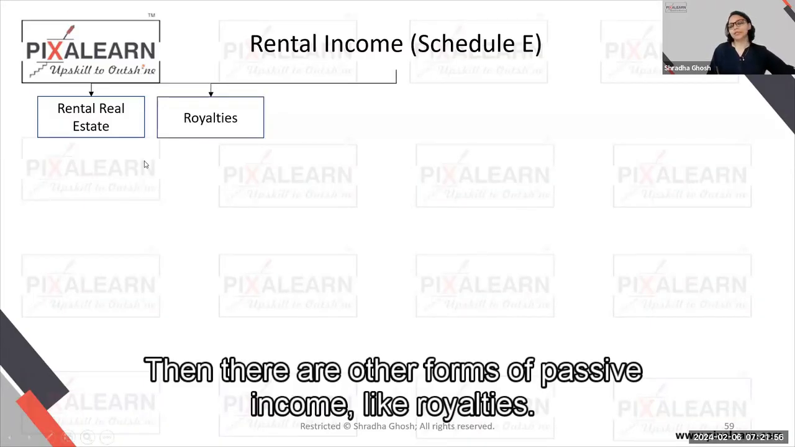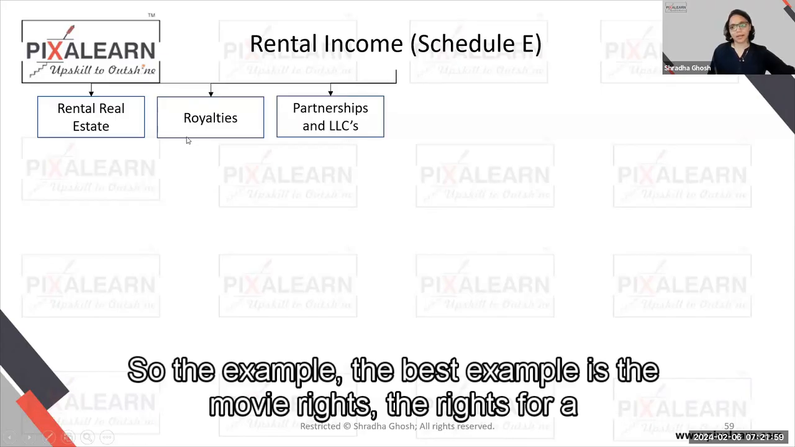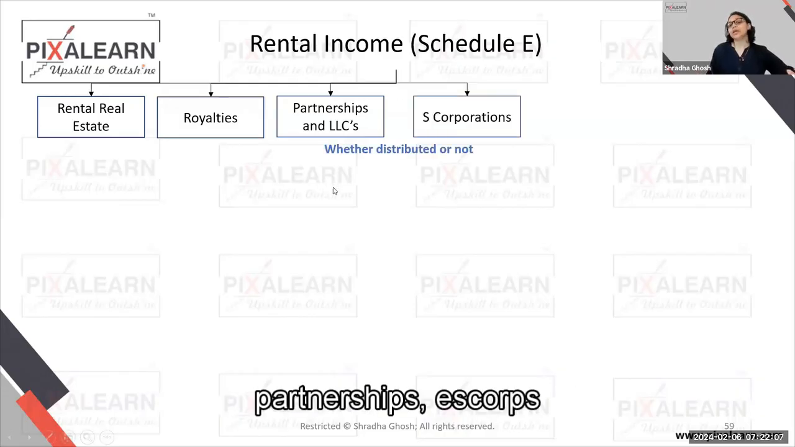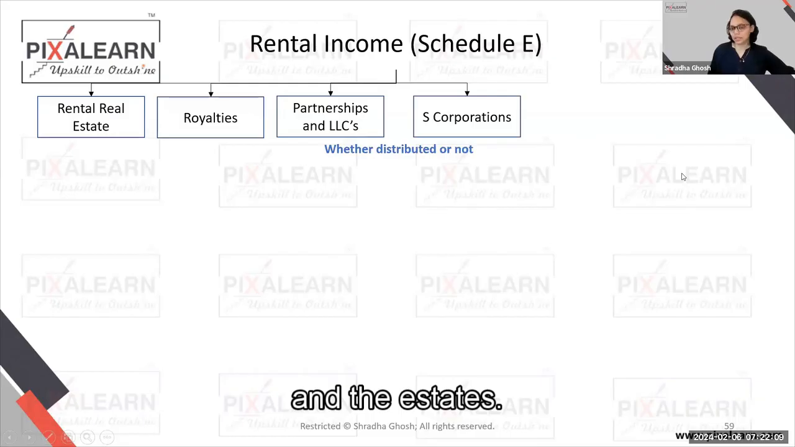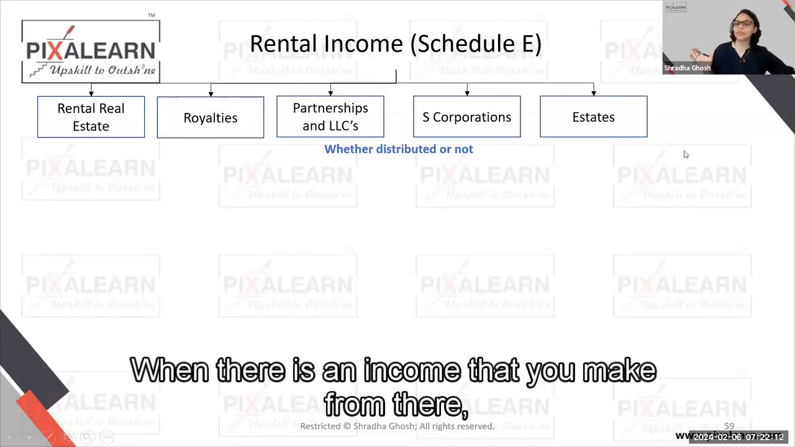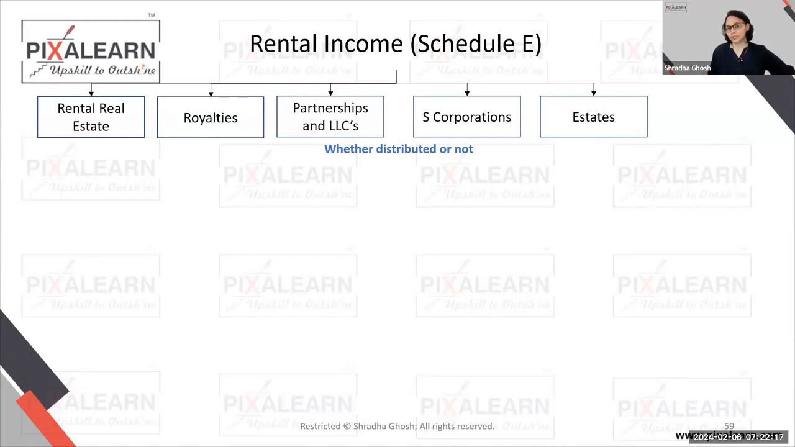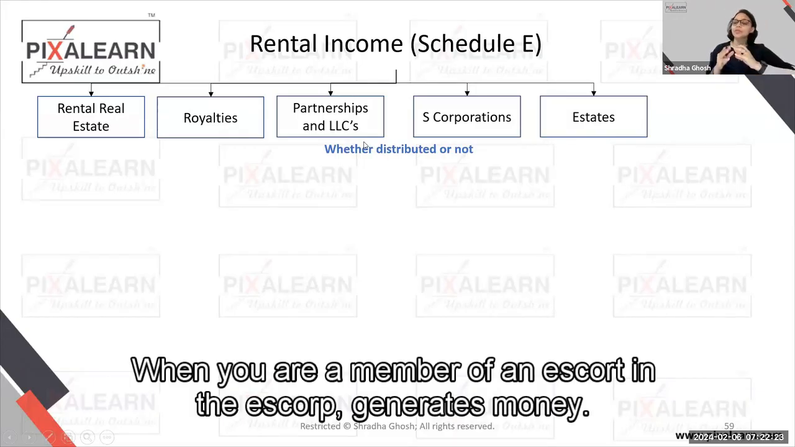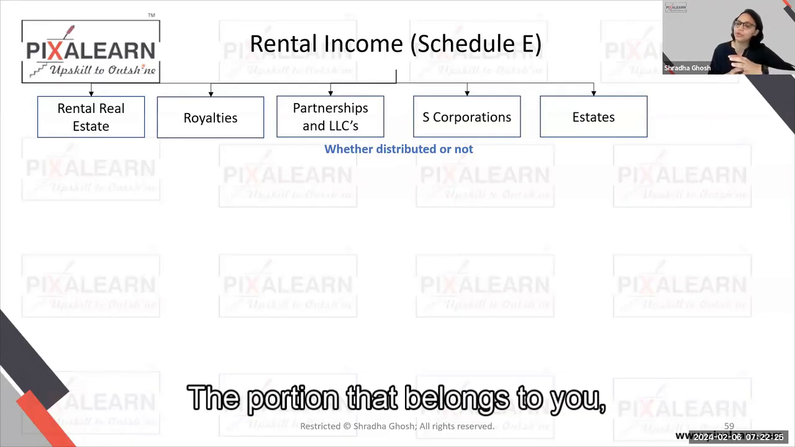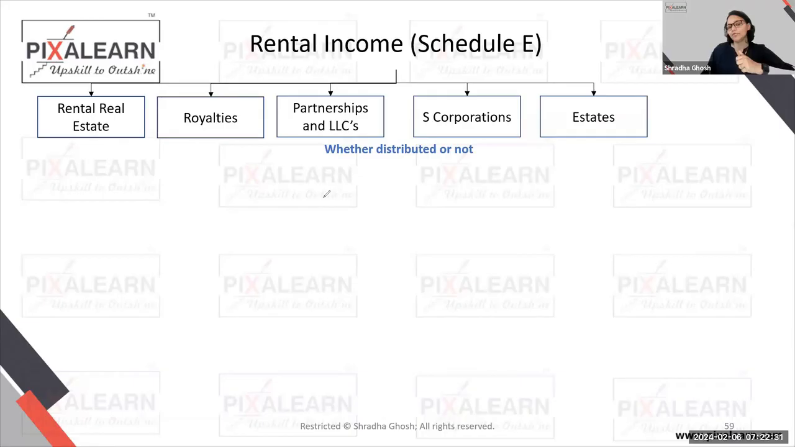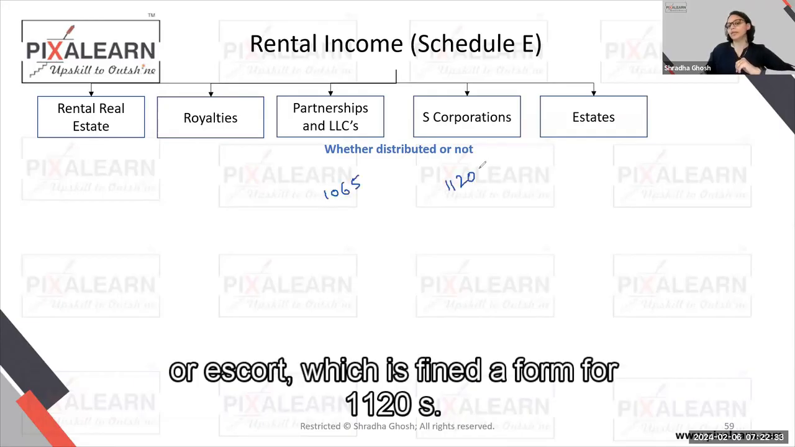Then there are other forms of passive income like royalties. The best example is the movie rights, the rights for a particular book, all of those would be royalties. Then partnerships, S corps, and estates. You will see a partner in a partnership or a member of an S corp. Since these are flow-through entities, when the S corp generates money, the portion that belongs to you is reported to you. A partnership will file a Form 1065, or an S corp will file a Form 1120S.